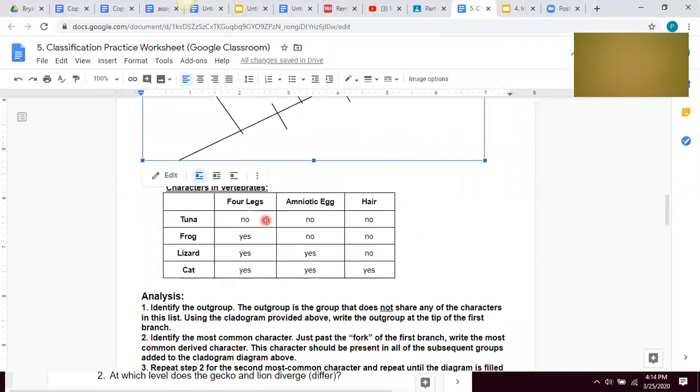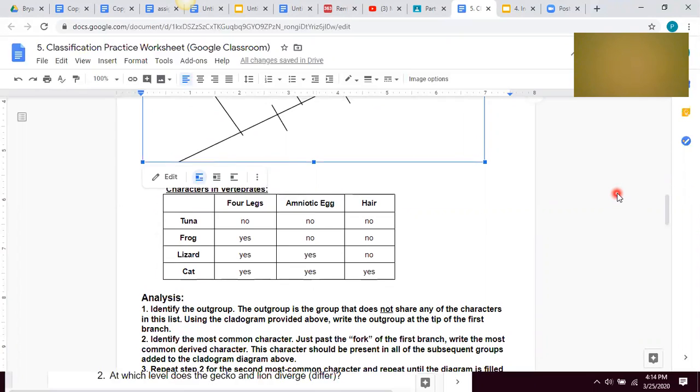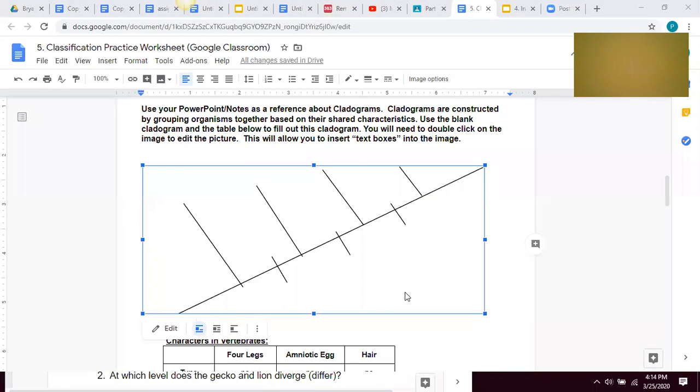Okay, so when you look at this table, who does not have 4 legs, who does not have an amniotic egg, and who does not have hair? And I'm hoping that you're saying tuna or screaming tuna at the screen. So I would just say tuna goes right there. And I'm just annotating on my screen. Like I said, you could insert that as a text box if you double click on the actual picture.